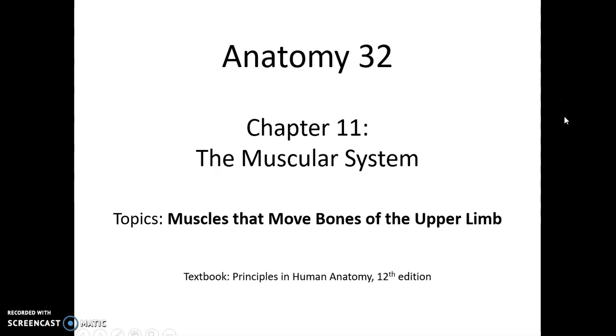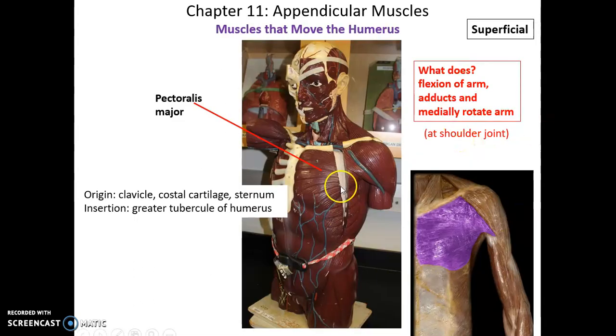Anatomy 32, Chapter 11, the Muscular System. Topics: muscles that move bones of the upper limb. All right, start off with muscles that move the humerus.